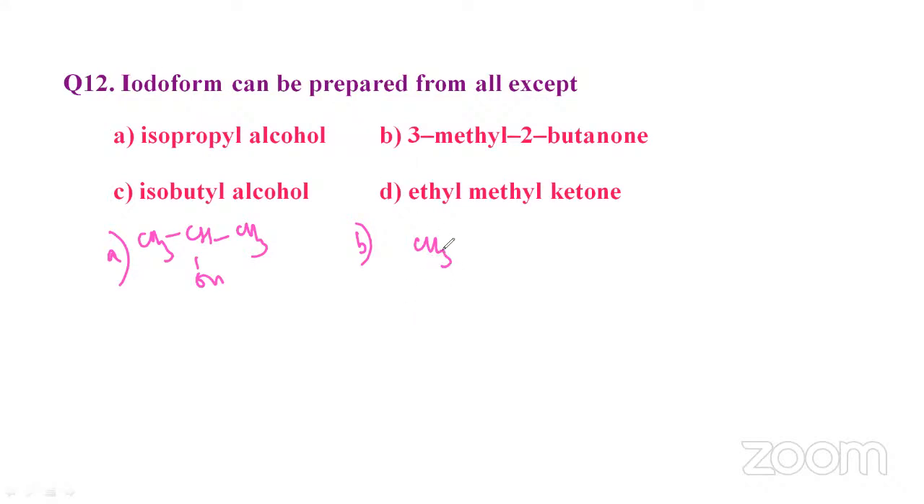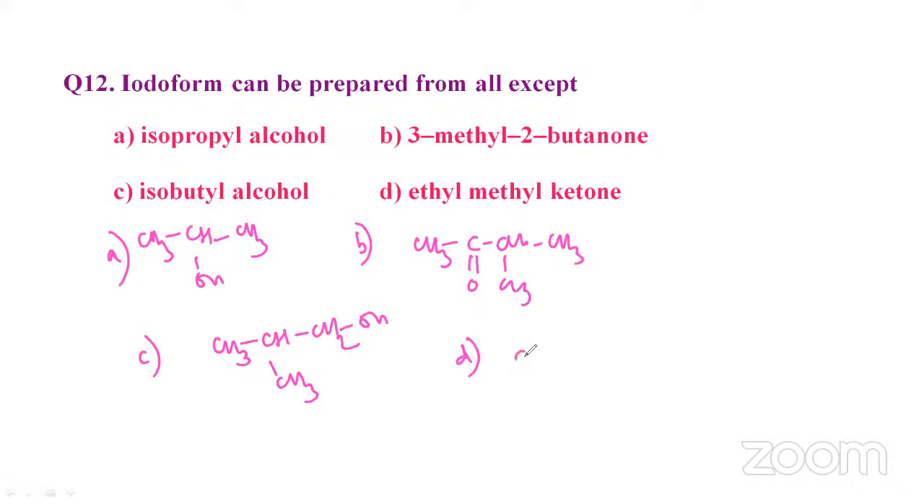So CH3, C double bond O, CH, CH3, CH3. Then the C option, CH3, CH, CH2, CH3OH, and D, CH3, CH2, CO, CH3. So the answer is what? The answer is C. Iodoform can be prepared from all of these, but not from this secondary alcohol.